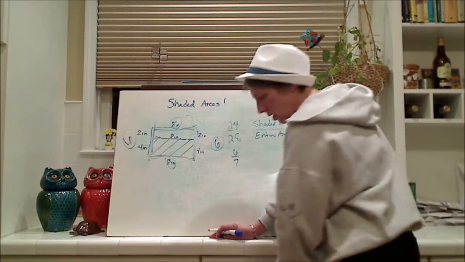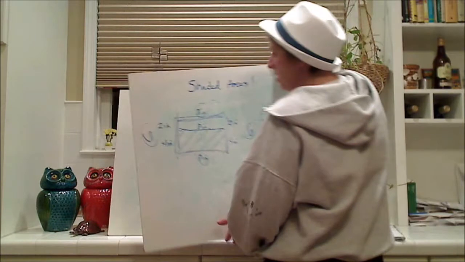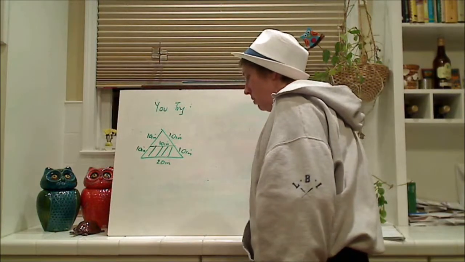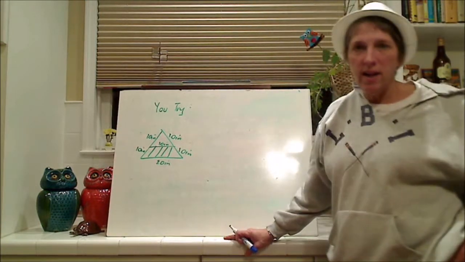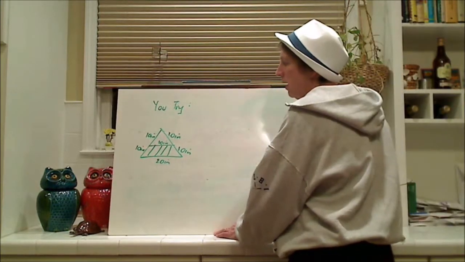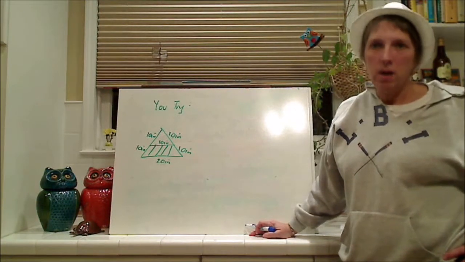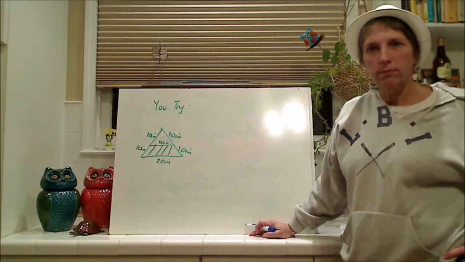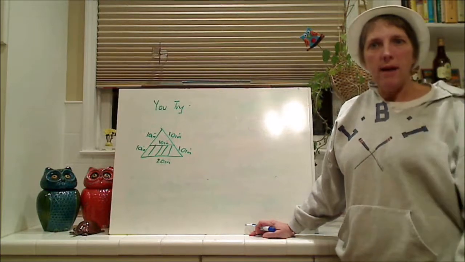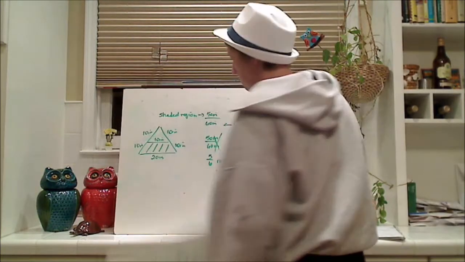Okay, so I want you to try this one. I want you to pause the video and find the shaded area to the entire area perimeter. These are tens. Pause the video, and when you're ready, come back, start the video, and check your work. Welcome back. Let's see how you did.